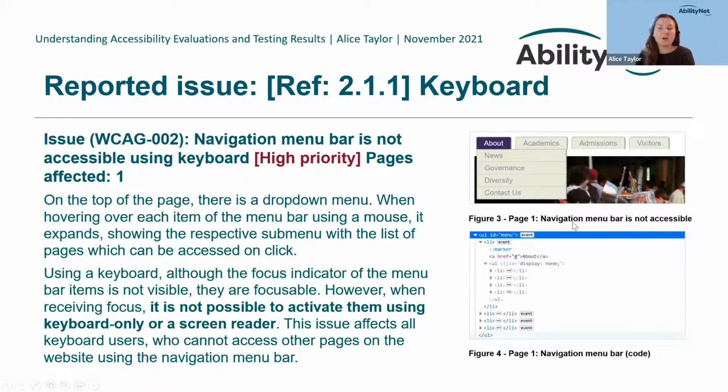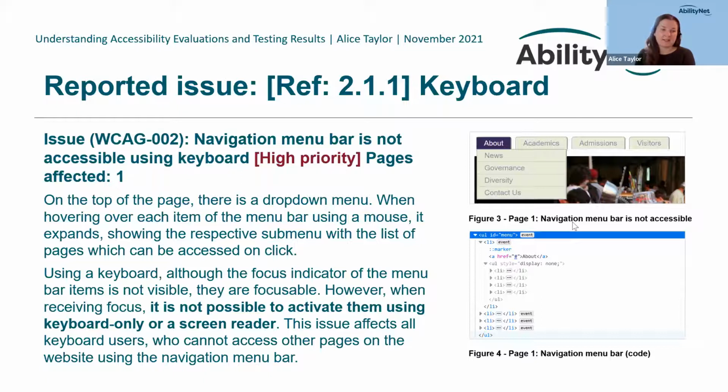So one of my colleagues has written these issues up from the site in the style of how we might write them up. Here we are reporting the fact that the navigation menu bar is not accessible when using a keyboard. As part of the issue we have the criteria it fails under, 2.1.1 Keyboard. We have a reference number, WCAG 002, which can be any reference ID. Then we have a summary of the issue: navigation menu bar is not accessible using keyboard, and a priority, so high priority.